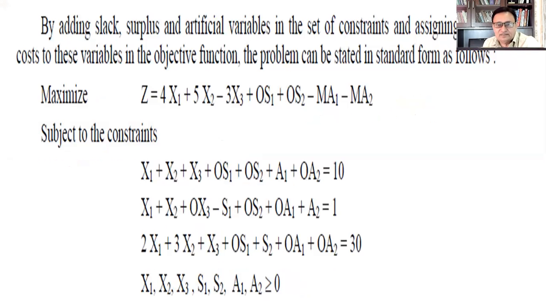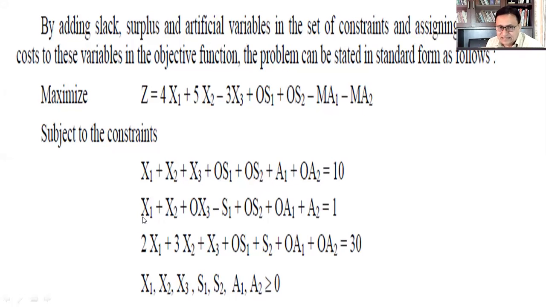So the revised structure of this problem will be as follows. The first constraint was x1 plus x2 plus x3. Because this is an equal to type constraint, one artificial variable will be introduced, because we need the column of 1, 0, 0. So A1 will be introduced. There is no S1 and S2, so you can introduce 0 S1, 0 S2, and write down 0 A2.